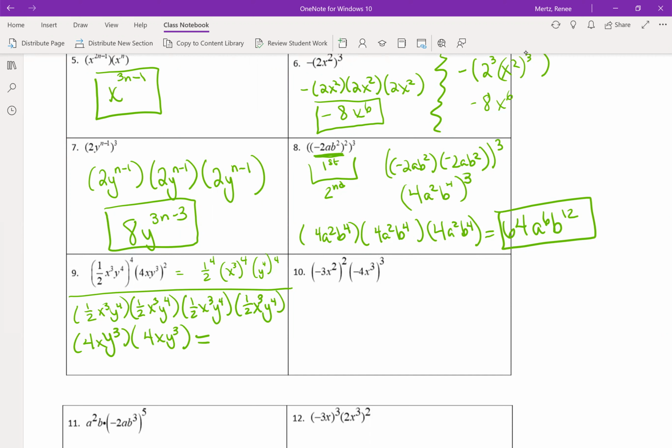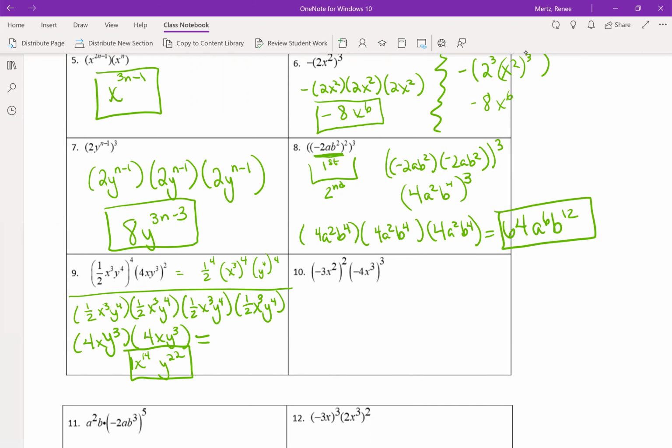So I'm multiplying 1/2 times 1/2 times 1/2 times 1/2 times 4 times 4. When I do that, I get 1. 3, 3, 3, 3. So that's 12 x's, 13, 14. And then how many y's? Good, 22, I agree. So x to the 14th, y to the 22nd.